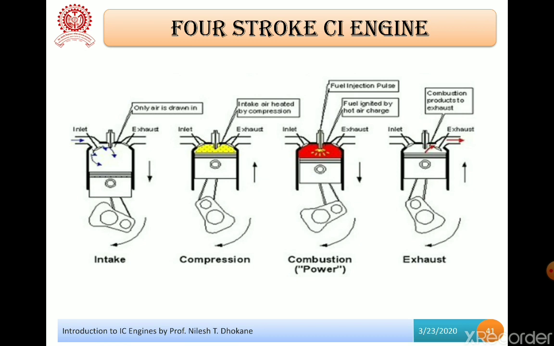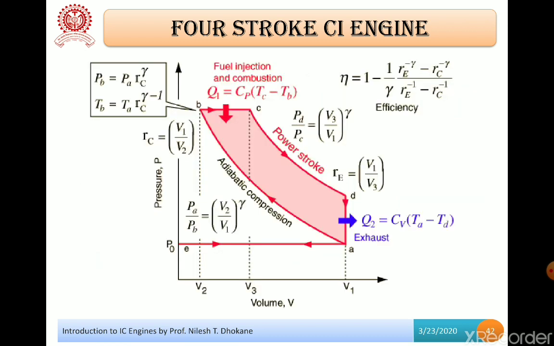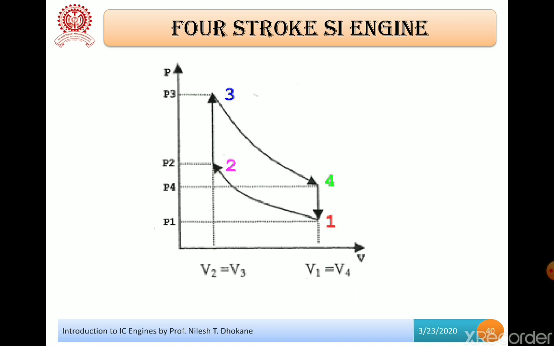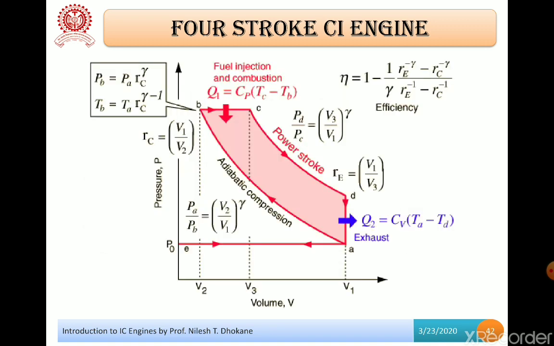So here, instead of a spark plug, the fuel injector is provided. So this is the difference between the SI engine and the CI engine. The cycle on which it works, that also we have completed in basic thermodynamics. Here in the PV diagram you can see, in the SI engine the heat addition 2 to 3 is at constant volume, whereas in the CI engine the heat addition is at constant pressure. So already we have studied this cycle and we have derived the formula for its efficiency.